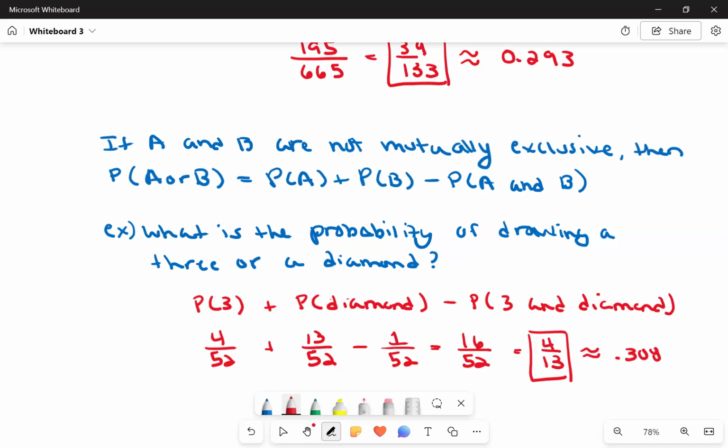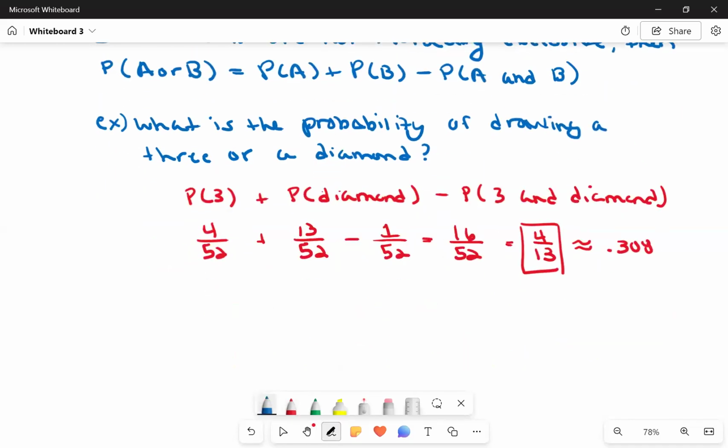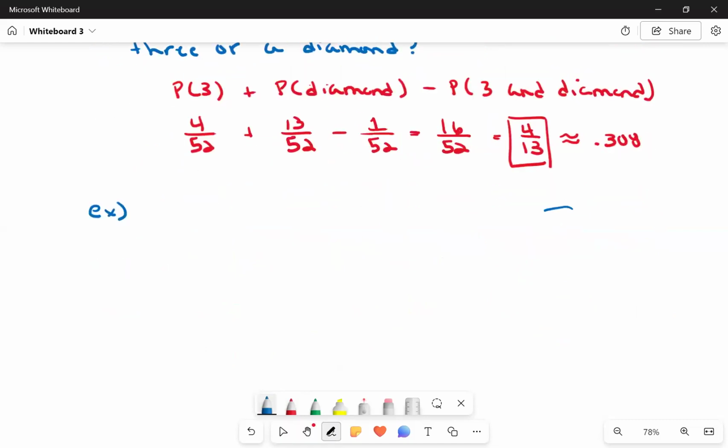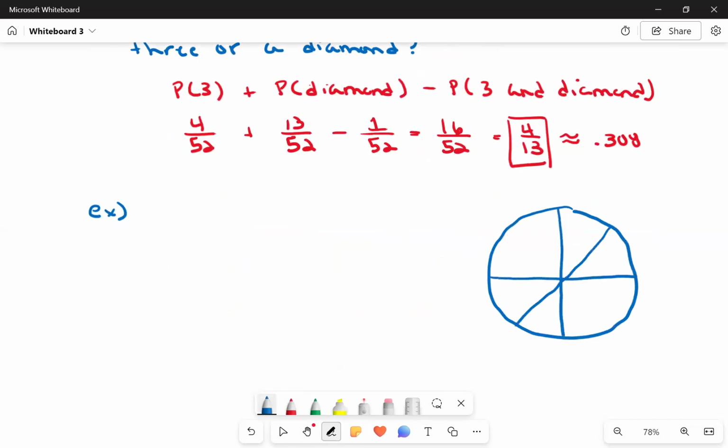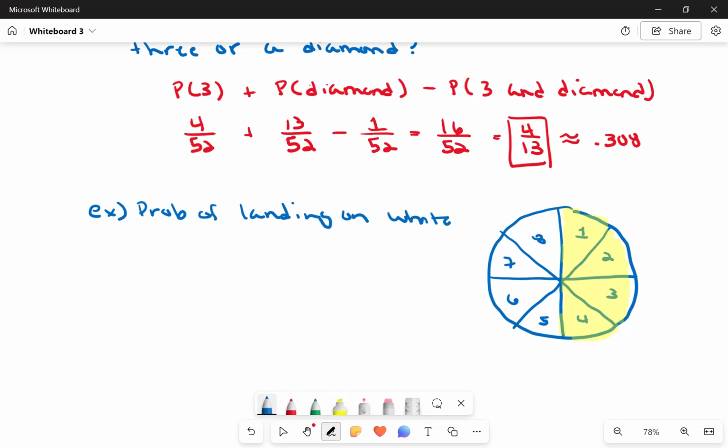I could do another example with the spinner. Let's just do that really quick. And I'll loosely draw the spinner again. So we had it cut in half, half, half, 2, 3, 4, 5, 6, 7, 8. This time, if I want to do an inclusive, it's possible that it's going to be both. Okay, so let's do the probability of landing white or even. Okay, so in that case, the probability that we get a white one plus the probability that we get an even number minus the probability that it could be both.